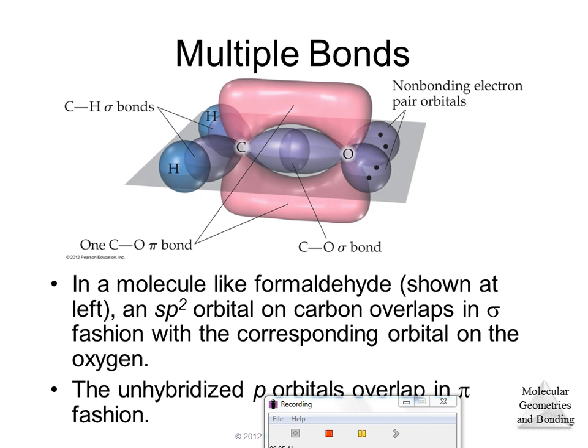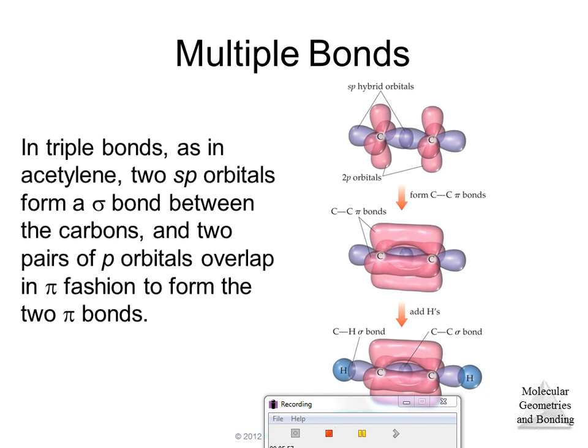So notice we get a carbon-oxygen sigma bond here in the middle, and then we also get a carbon-oxygen pi bond from that orbital. Again, the unhybridized p orbital overlaps in that pi fashion. This is a triple bond. You have an sp orbital in the middle, because you only have two bonding sites.